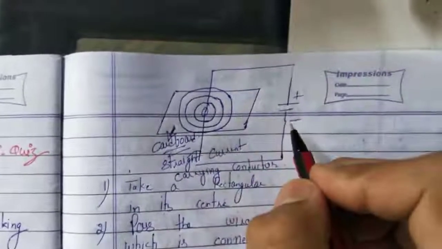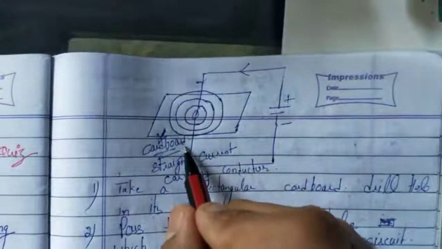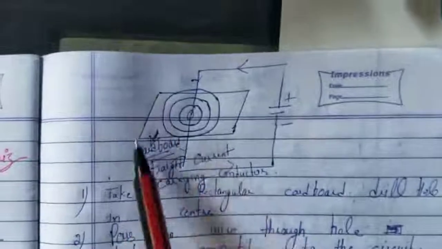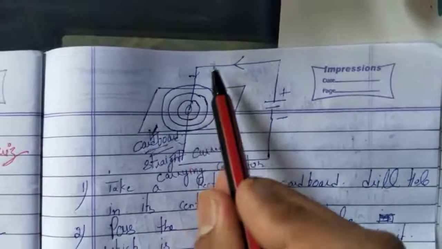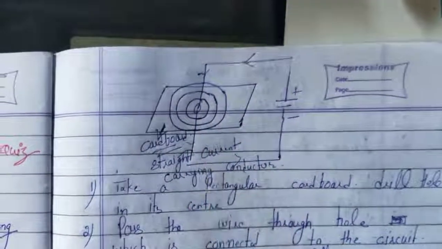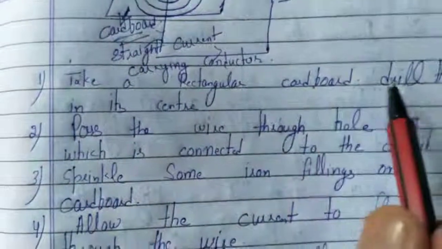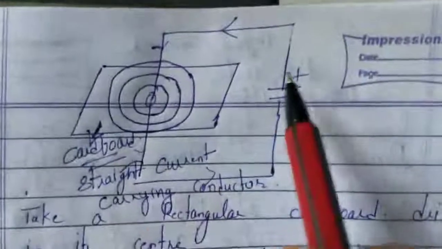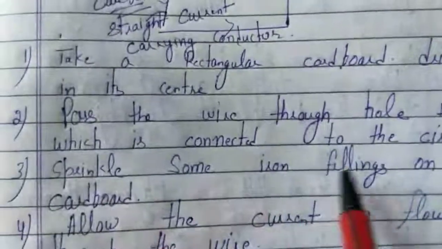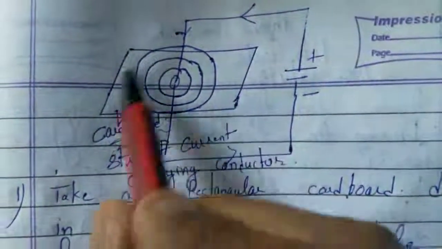Suppose current is running in this direction. You will take a cardboard, drill a hole in the center of the cardboard and place the wire through that hole. That means you will take a rectangular cardboard, drill a hole in its center, pass the wire through that hole, and now sprinkle some iron filings on the cardboard.